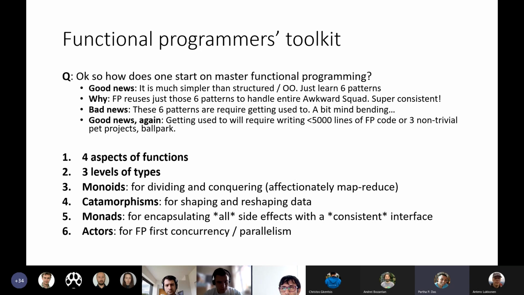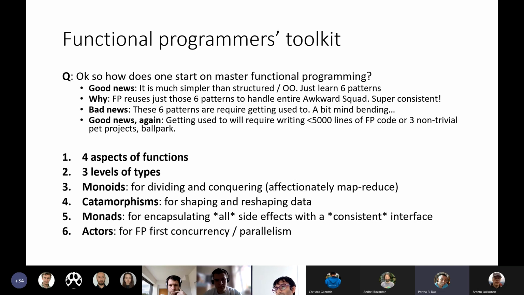Monads, I don't know if this is a Greek term, for encapsulating all side effects with a consistent interface, right? This is the beauty of it. This is just beautiful. This is exquisite, right?